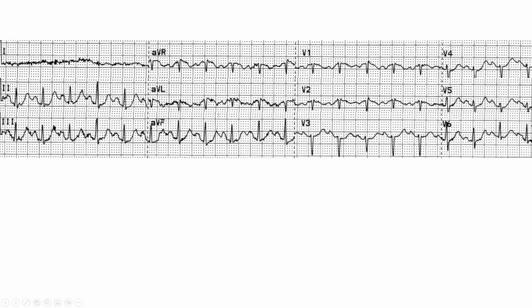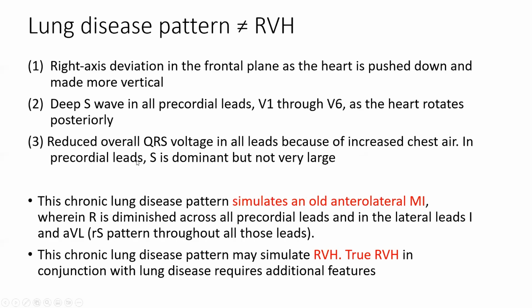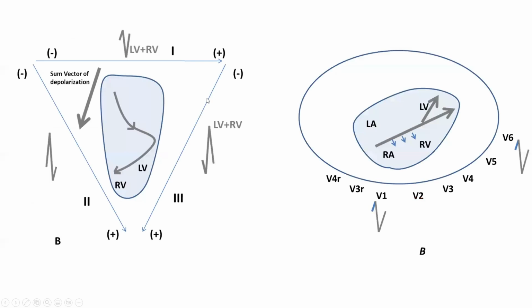I showed this EKG earlier, and I just want to explain this idea. Lung disease pattern is different from right ventricular hypertrophy. You can have lung disease pattern without right ventricular hypertrophy. And what it means is you have a lot of chest air and increased size of the chest cavity, which will press the heart and make it more vertical in the frontal plane and push it posteriorly in the horizontal plane.